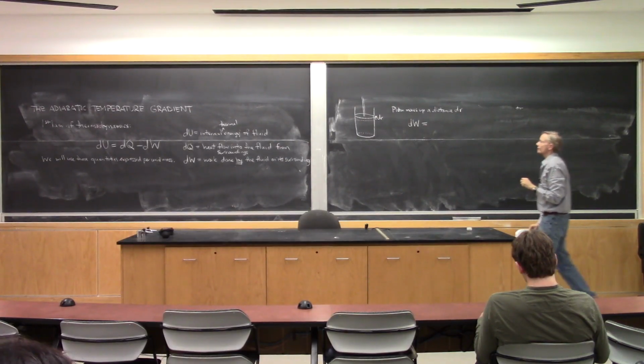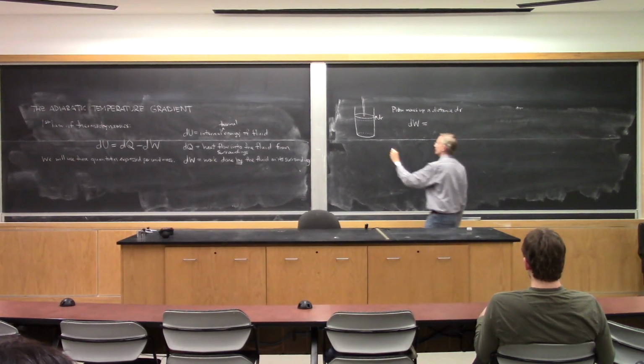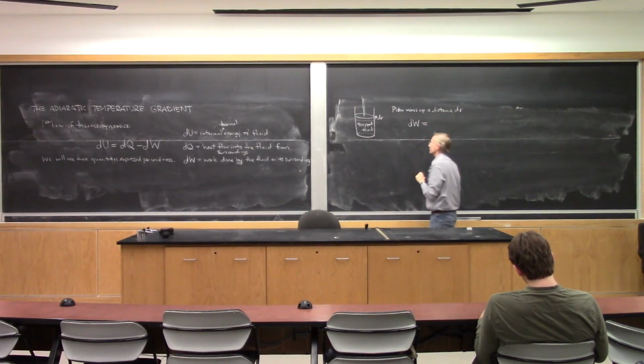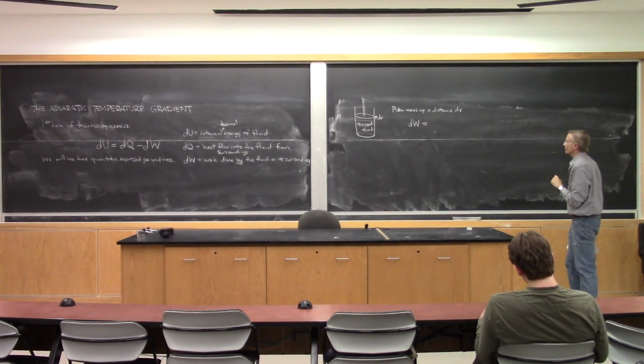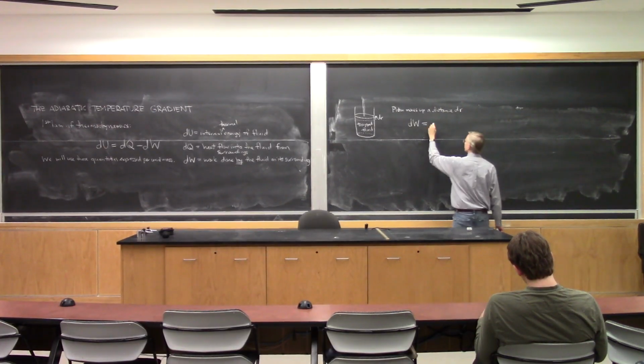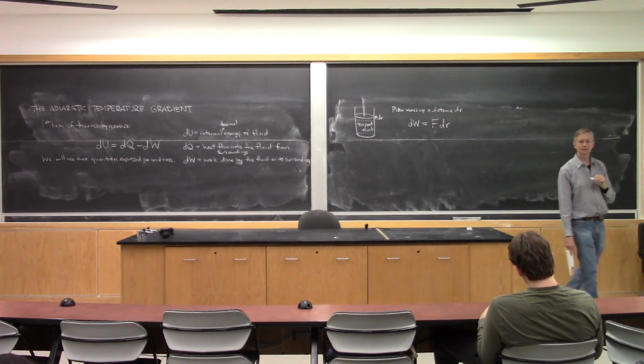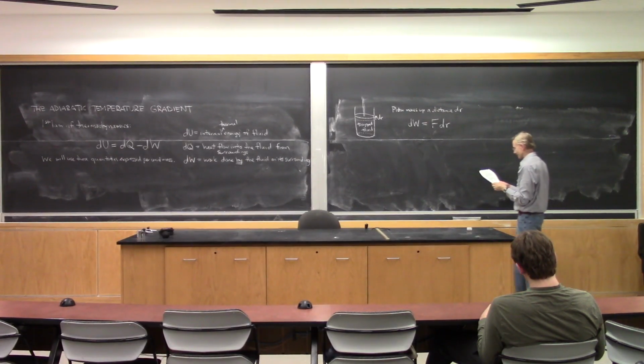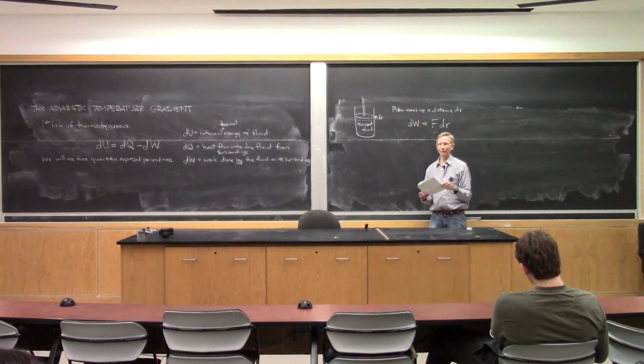So the work that the trapped fluid does on the surroundings will be equal to force times displacement, right? dW is F dr, force times displacement. dW is Franklin Delano Roosevelt, force times displacement. You're like, wow, I guess FDR did a lot of work.